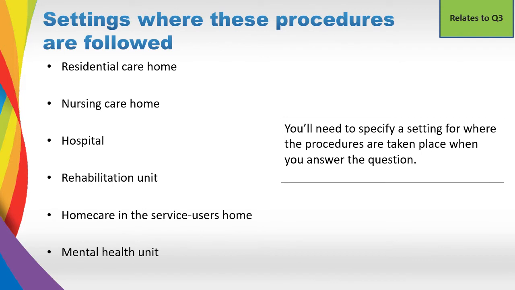So settings where these procedures are followed could be a residential care home, nursing care home, hospital, rehabilitation unit, home care in the service user's home, a mental health unit. So you'll need to specify a setting for where the procedures are taking place when you answer the question. So think about the settings that are listed here.